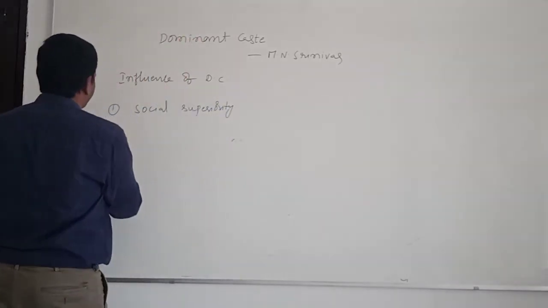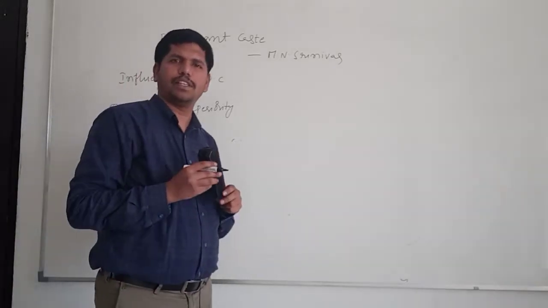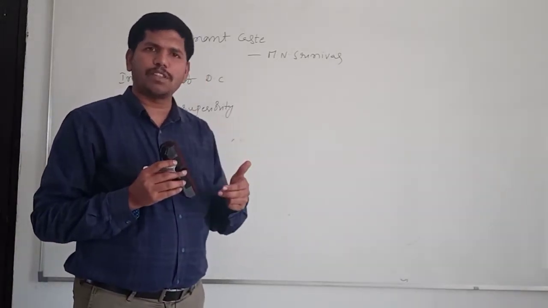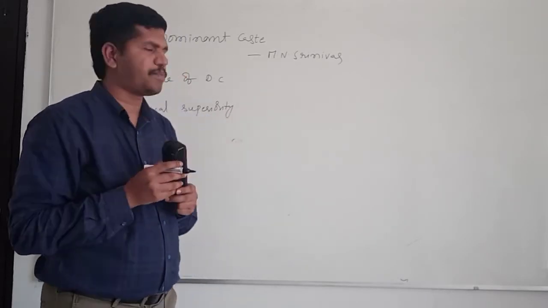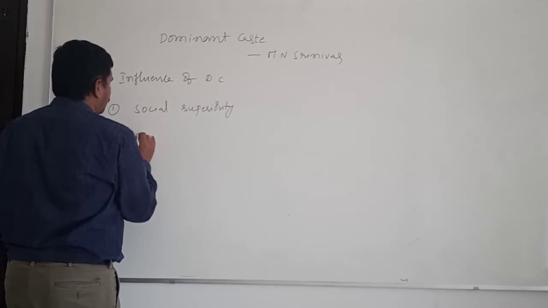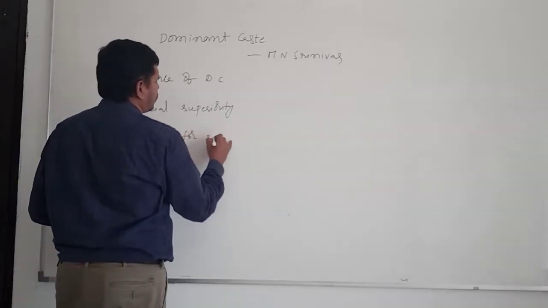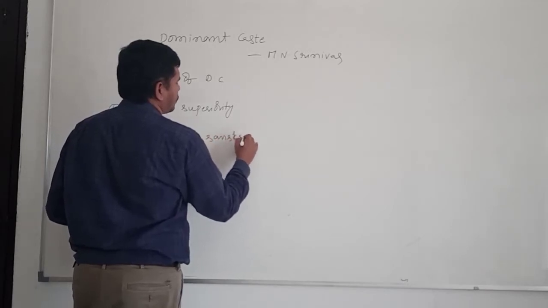Second one is, you have to write these examples in the exam. If we explain with more examples, you will get more marks. Second one is, dominant caste acts as a model for sensitization. Model for sensitization.